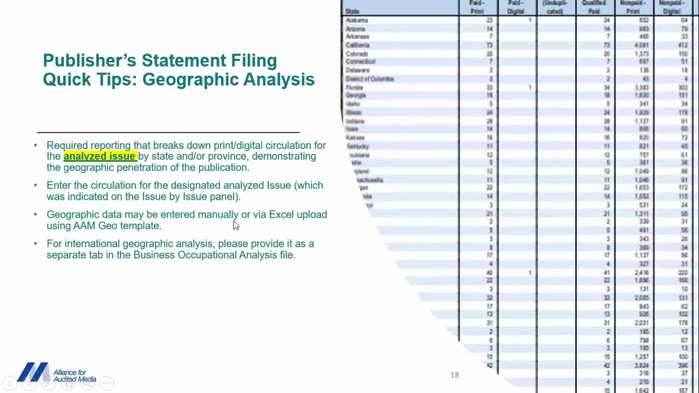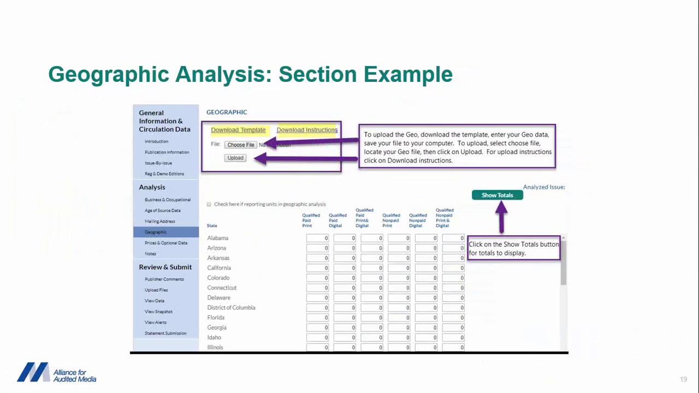When you enter in your information, you can enter it either manually or you can download a template, AAM's template for the geographical analysis, fill it in, and then upload it. So you are able to upload your geographical analysis, but you do have to use AAM's template.